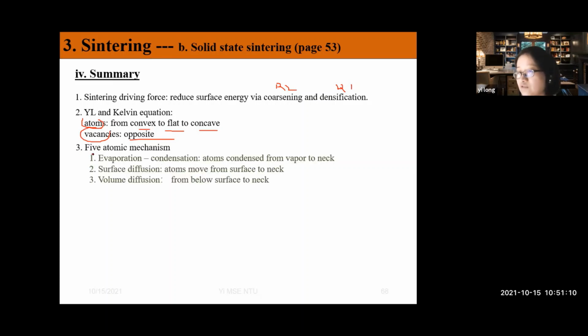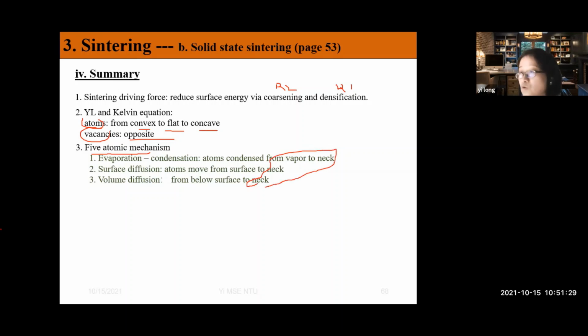Okay, and also we learned 5 atomic mechanisms. So we know the P1, which is evaporation, condensation, atom condense from vapor at the neck. Okay, surface diffusion, which atom move from the surface to the neck. Okay, volume diffusion, which means atom move below the surface to the neck. So everywhere it's going to the neck.